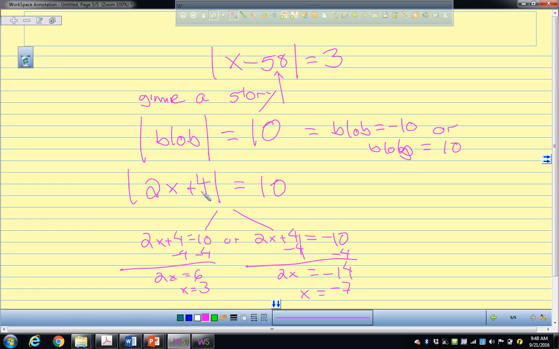This answer I know is right? 2 times 3 is 6 plus 4. Take this answer and see if it makes it true. What's 2 times negative 7? Negative 14. Plus 4? Negative 10. What's the absolute value of negative 10? 10. So do both of these numbers make that equation true? Yes. Okay, so that's kind of how you solve absolute value equations.